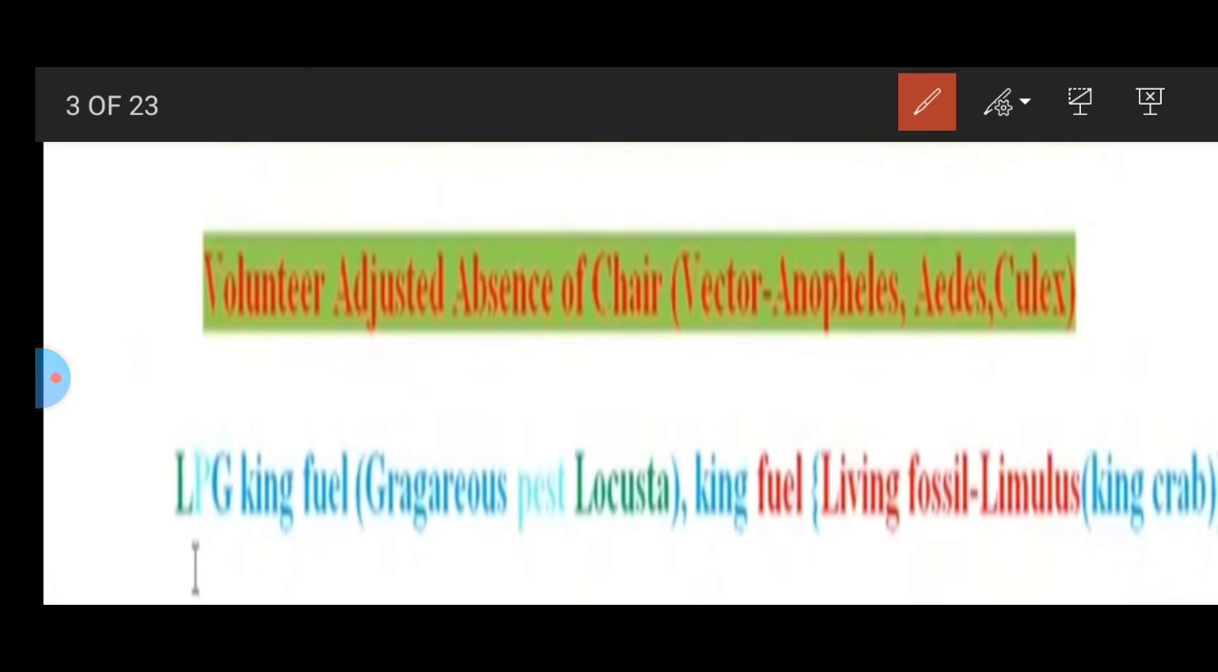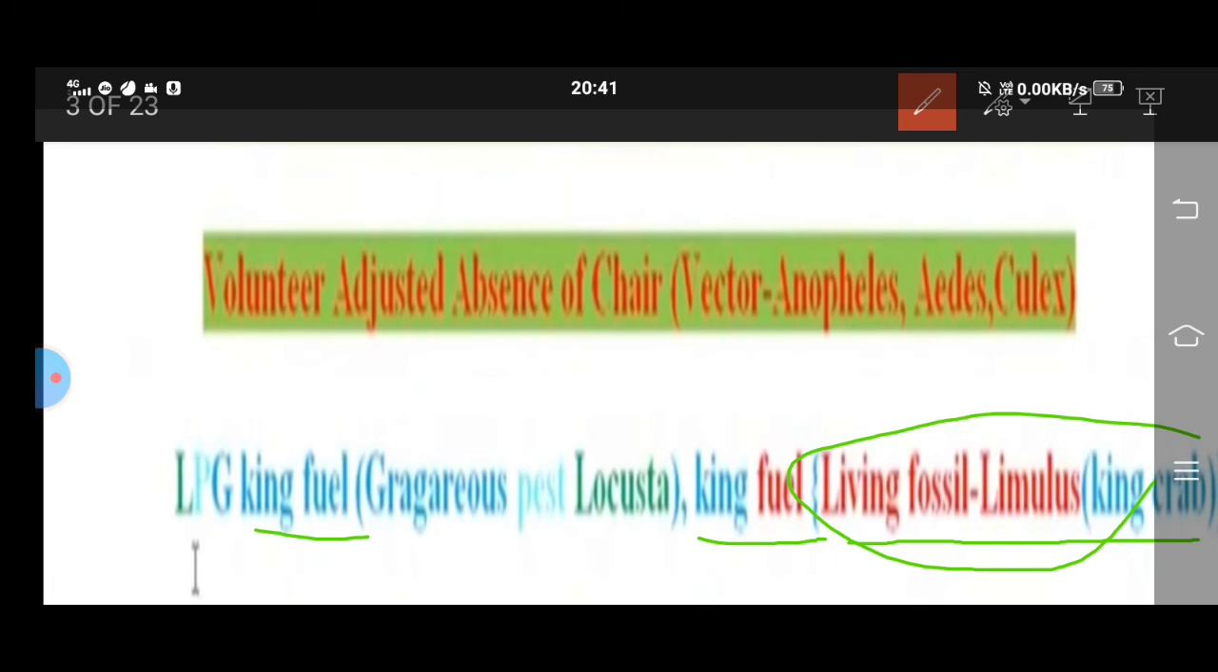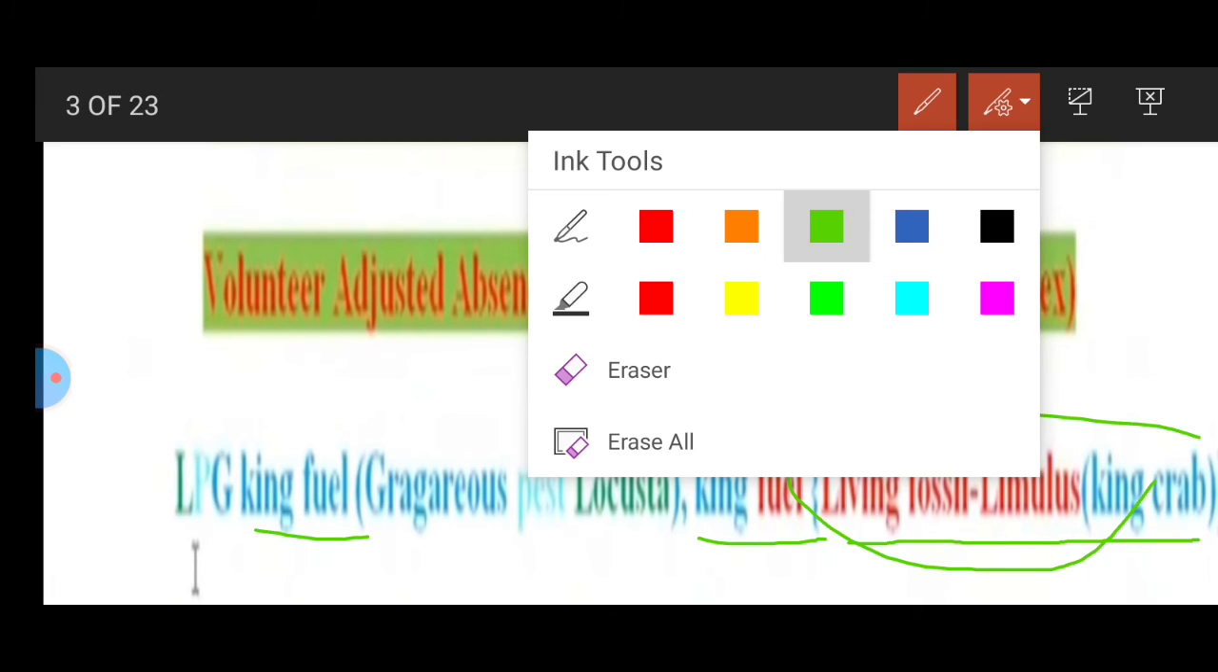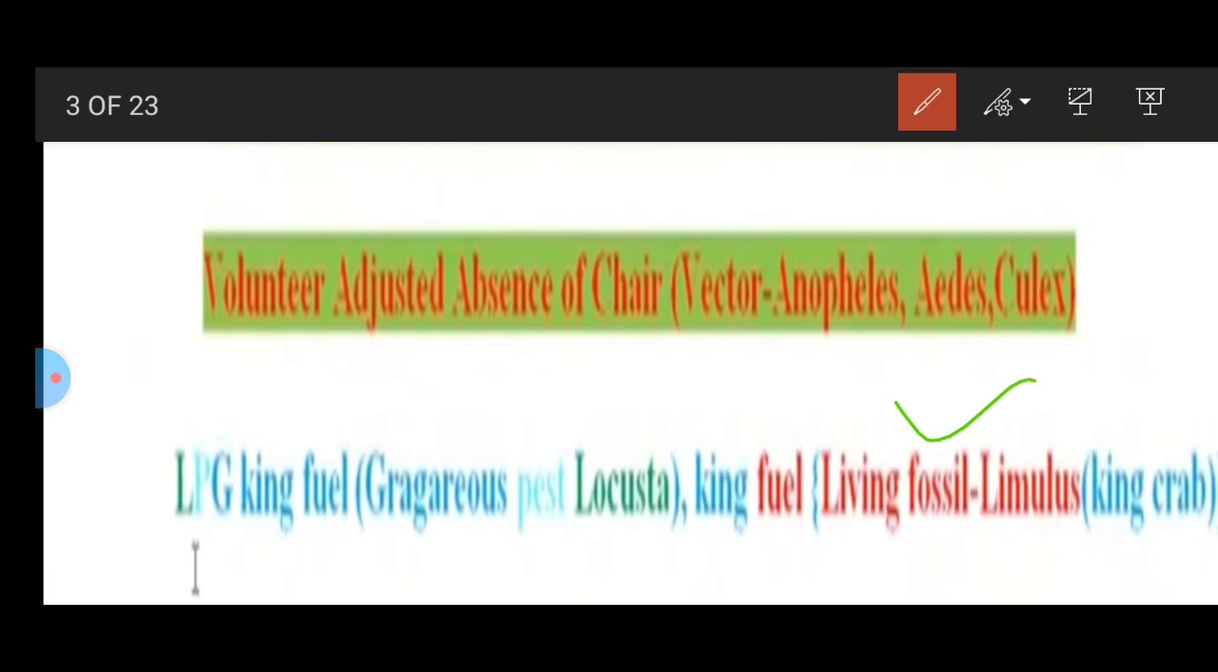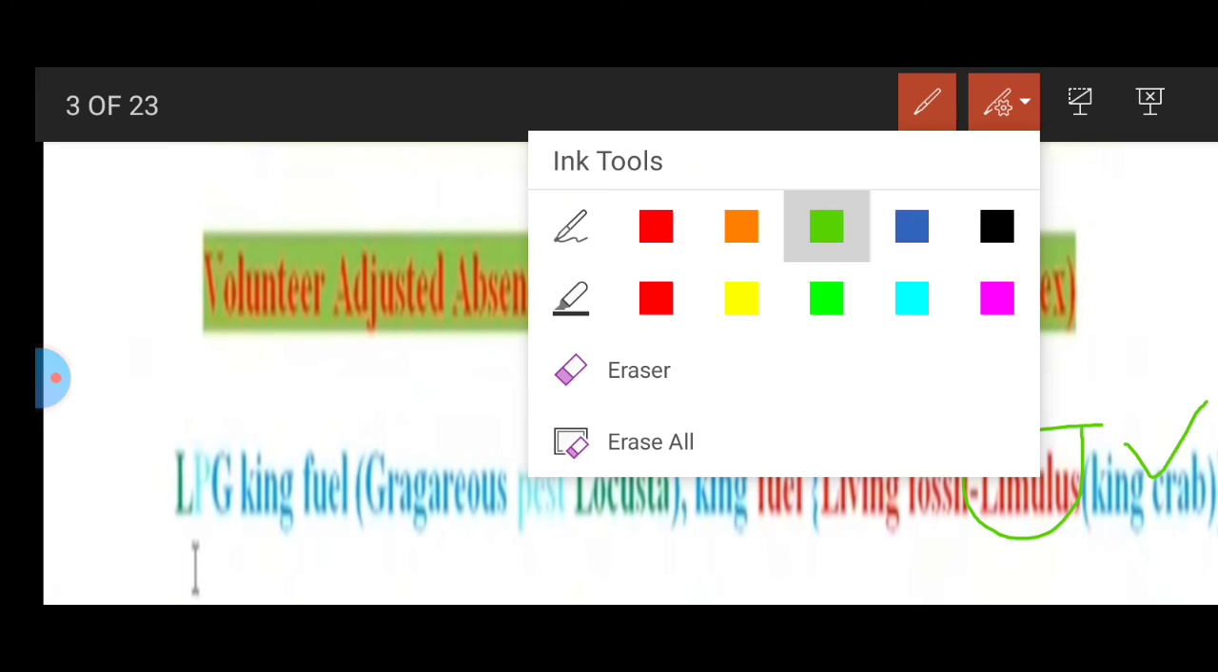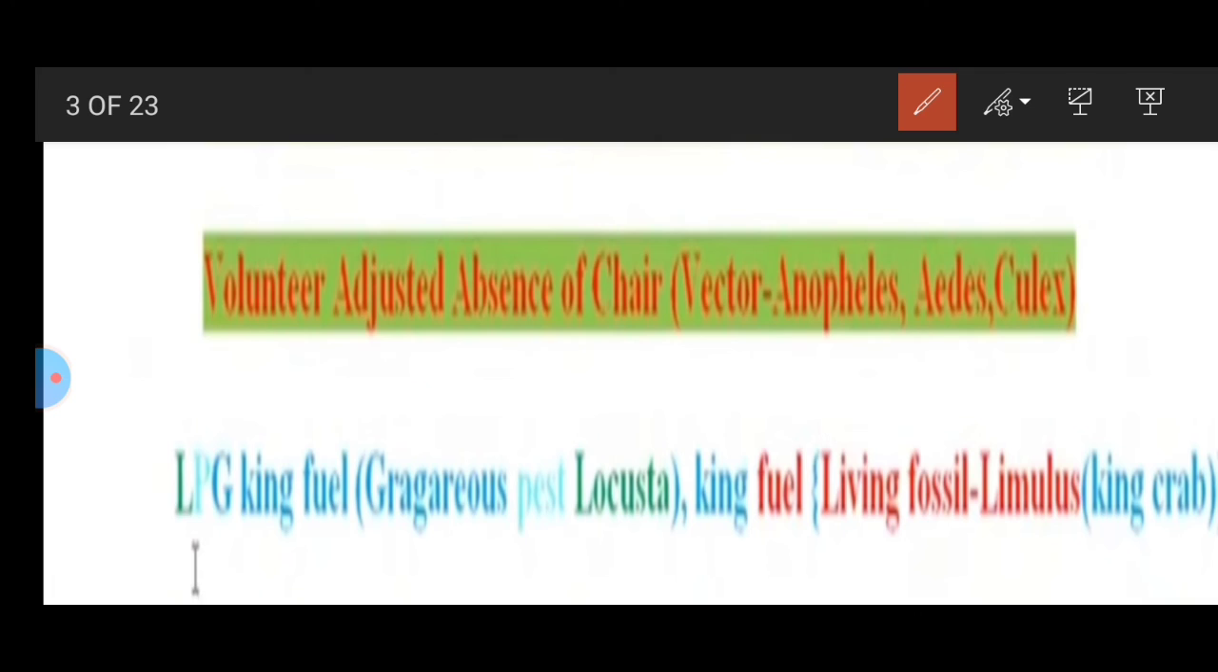Another one, king fuel. Fuel stands for living fossil, the example is limulus, which is also commonly known as the king crab. So these are the mnemonics for examples of phylum Arthropoda.